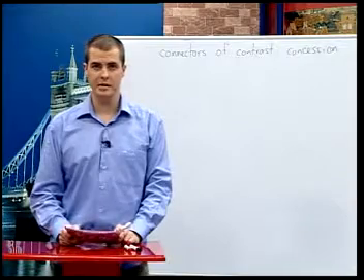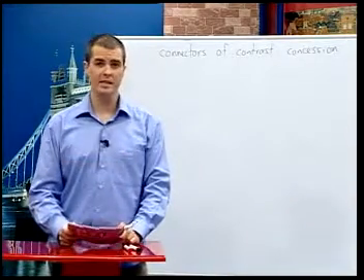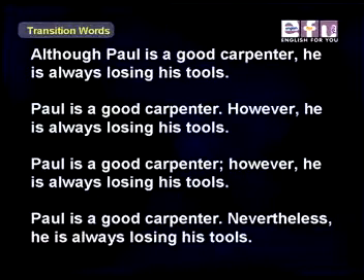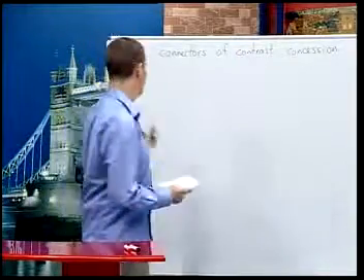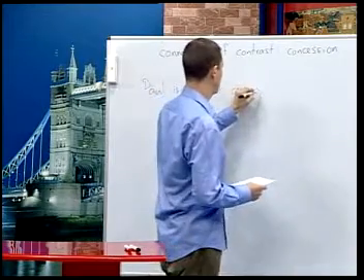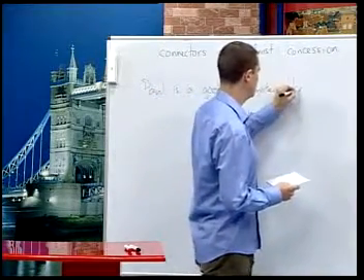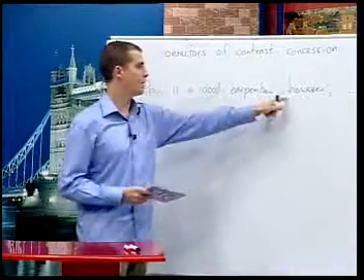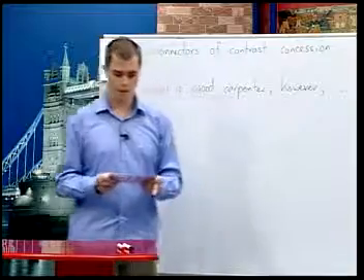Although can begin a sentence or come in the middle. When it begins a sentence, a comma is used after the clause. However and nevertheless usually begin a second sentence. They are followed by a comma. Both clauses can be in the same sentence, as in sentence number 3 of the examples. When this happens, the first clause ends with a semicolon. So we have, Paul is a good carpenter, semicolon, however, comma. When we have however in the same sentence, it must be a semicolon, however, comma.